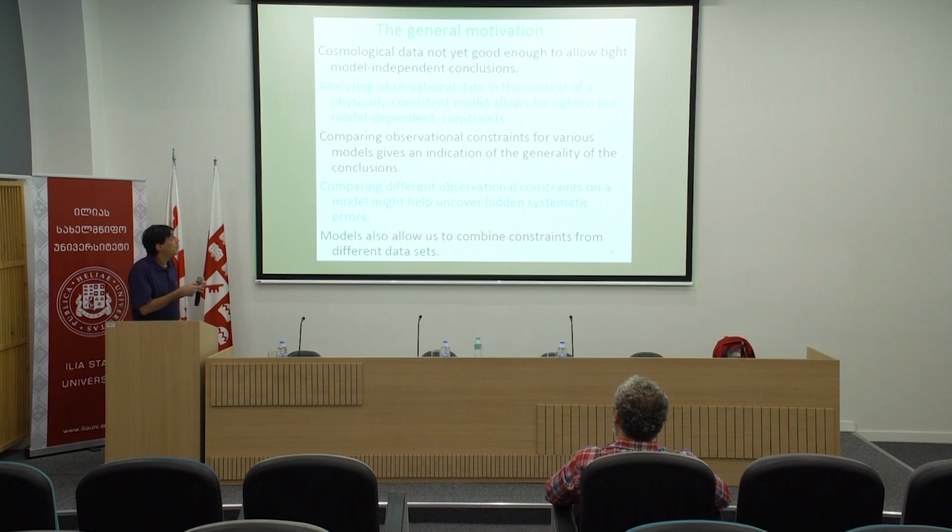So we want to try to use a model, and preferably a physically consistent model that you can parameterize with a few parameters, and then use your data to constrain those parameters. And that gives you tighter constraints on the parameters, but they're going to be model dependent. And then the way you look at this is you use a whole bunch of different models and see if you can get the same region of parameter space using these different models. And if you do, then you're pretty happy and your conclusions are pretty general.